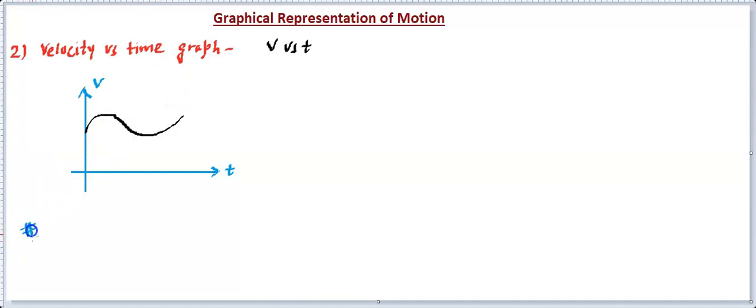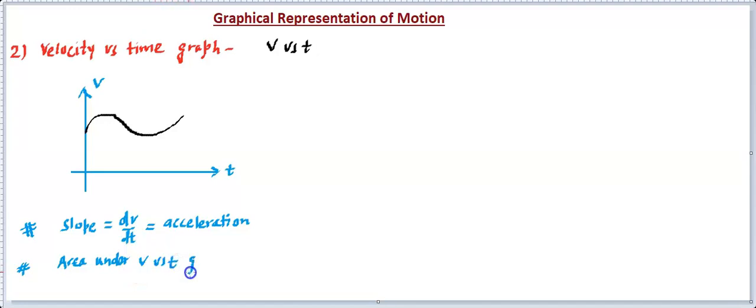First is slope. So if you measure the slope of the V versus T graph, this slope is going to be equal to dV by dt. And we know this dV by dt is acceleration. So whenever you measure the slope of a V versus T graph, you will get the result as acceleration. And then another is the area under the graph. So if you measure the area under the V versus T graph, this will give us the displacement of the particle. So that's going to be integration V dt. And we know this integration V dt is dx, which will become x. So that becomes displacement during that time duration.